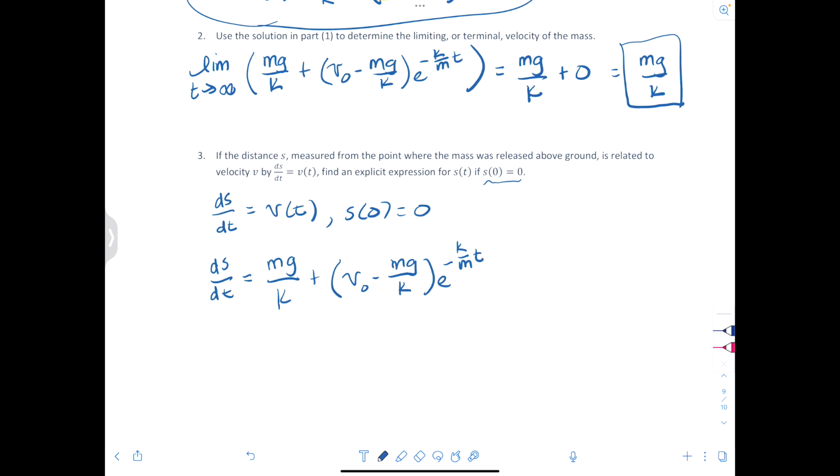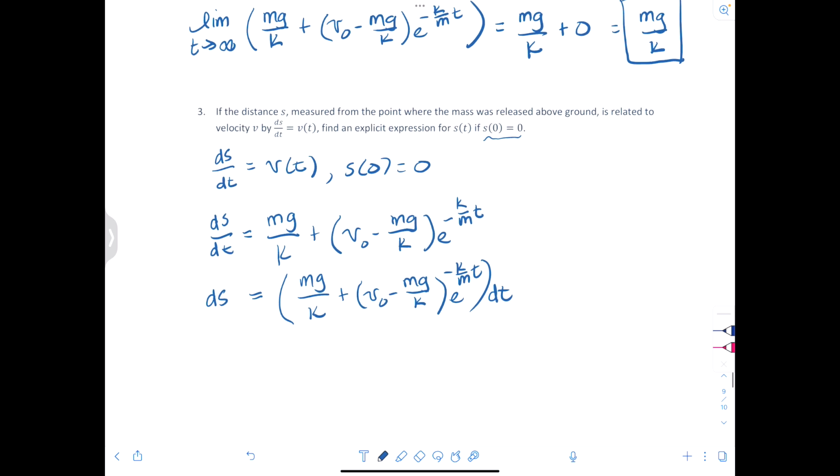And now I need to look at this. I know it looks ugly, but believe it or not, it is separable. There's no s's on the right side. So here, if I multiply both sides by dt, I'll get ds is equal to m times g over k plus v0 minus m times g over k, e to the negative k over m t dt.